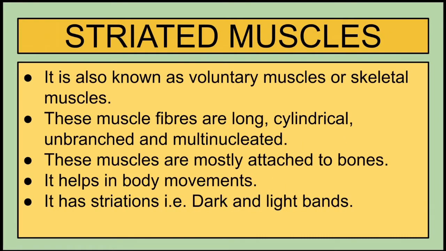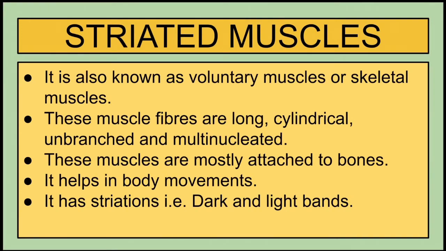The first kind of muscular tissue are striated muscles. They are also known as voluntary muscles or skeletal muscles. Because they function on our will, so voluntary muscle. Because they are connected to our bones, so skeletal muscles. And they have got striations or dark and light bands, so they are called striated muscles.